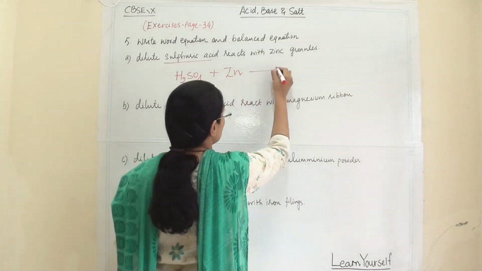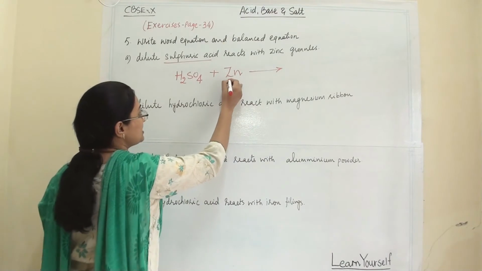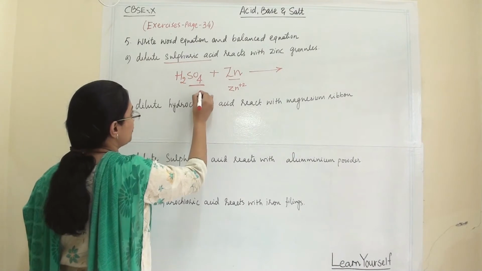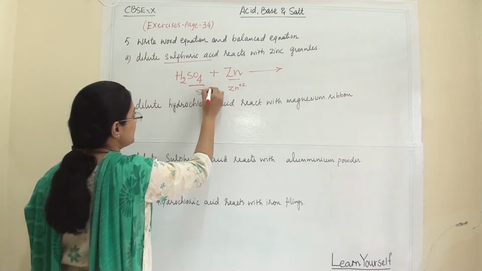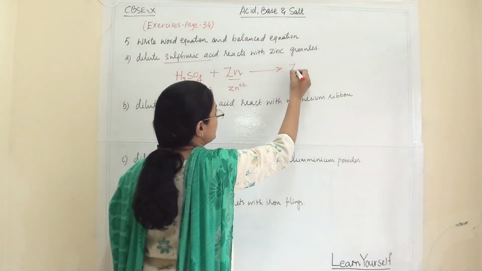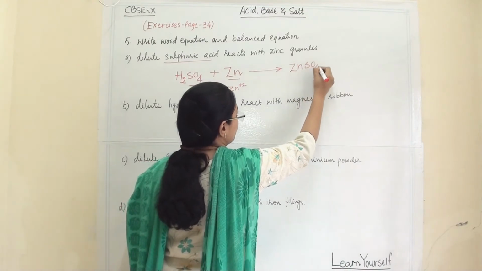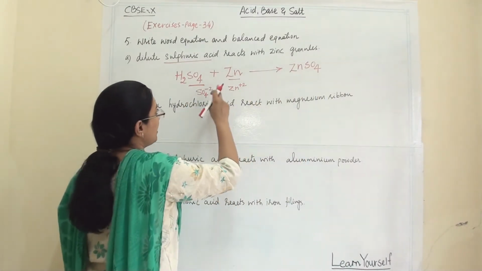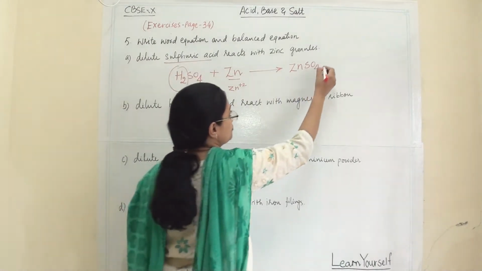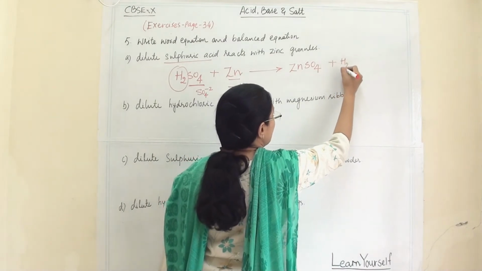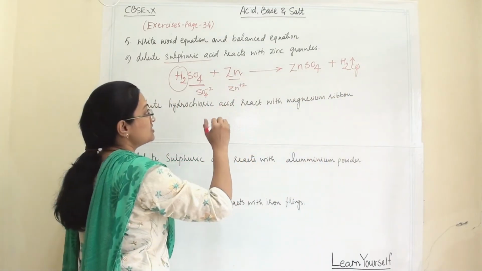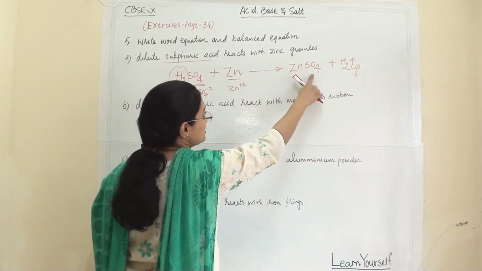And when these two react, we know that zinc is +2, Zn +2, which will react with SO4. SO4's combining capacity is -2. So when these two react, we will get ZnSO4. So this will be the compound after this. Now what is left is H2. So H2 gas will be liberated. This will be in the gas form. So our substance is zinc sulfate.